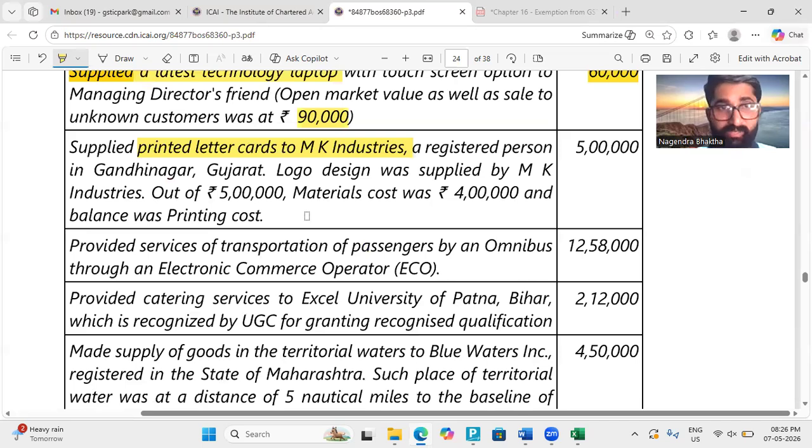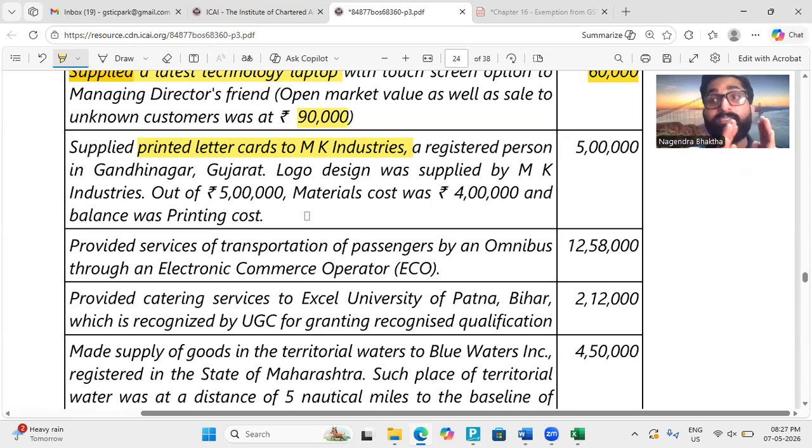Logo design was supplied by MK Industries. Now, see, Galaxy Q Private Limited. Your business is Galaxy Q Private Limited. You got an order for supplying the printed letter cards. People, you remember we discussed the printing industry circulars. So the two circulars were there.